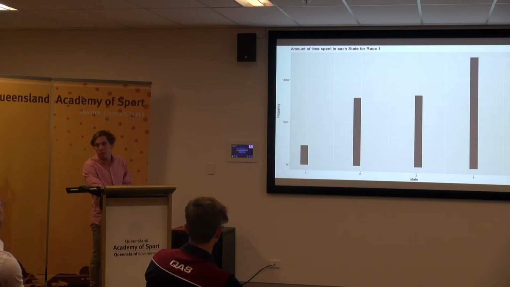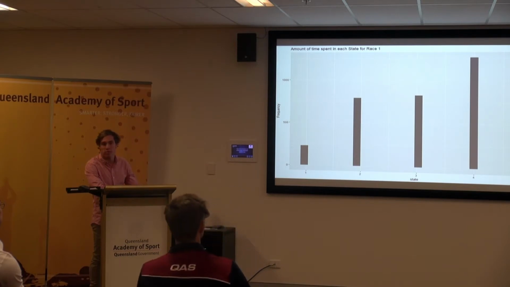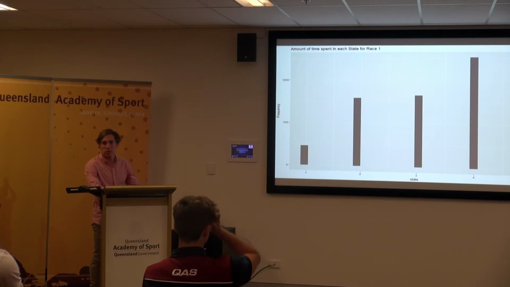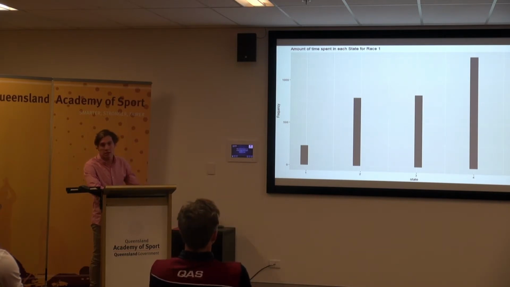We also have a frequency of points in each state. State 4 was the average power, and that has the most frequent amount of points in there. For a highly variable race, you would see almost the same frequencies for each of these states, but a low variability race would have almost all the frequency in just one of the states, so they're staying in one state throughout the race.